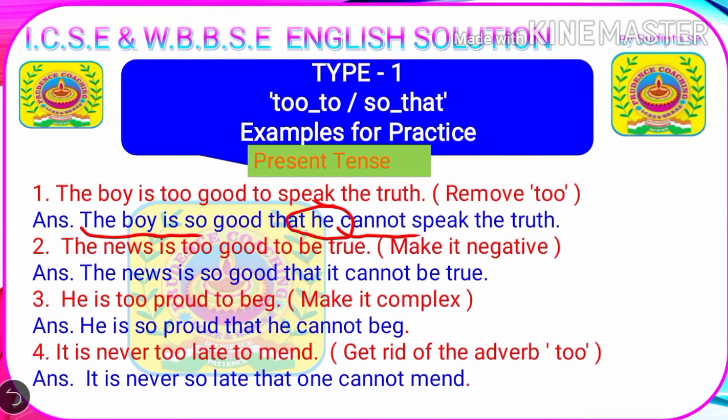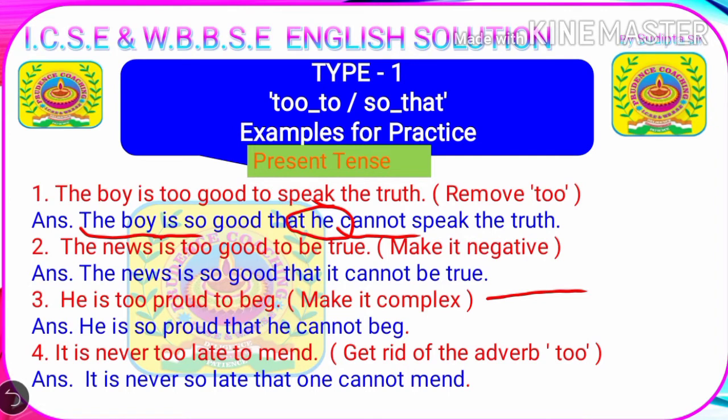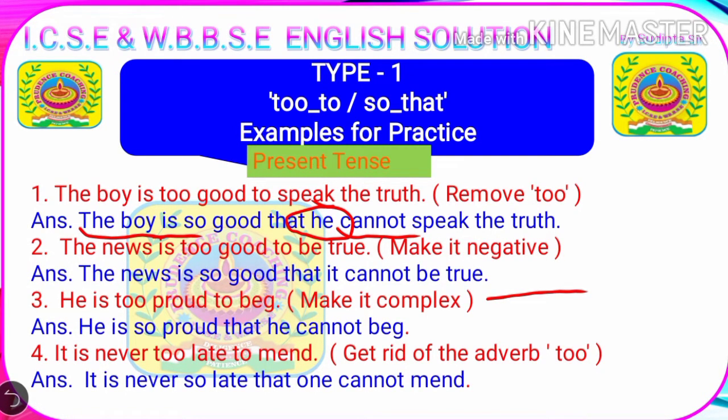So with this you are getting familiar with the pattern of simple sentence and the complex sentence, that is, he is so proud that he cannot beg. Next there is the fourth one. The question is: it is never too late to mend.